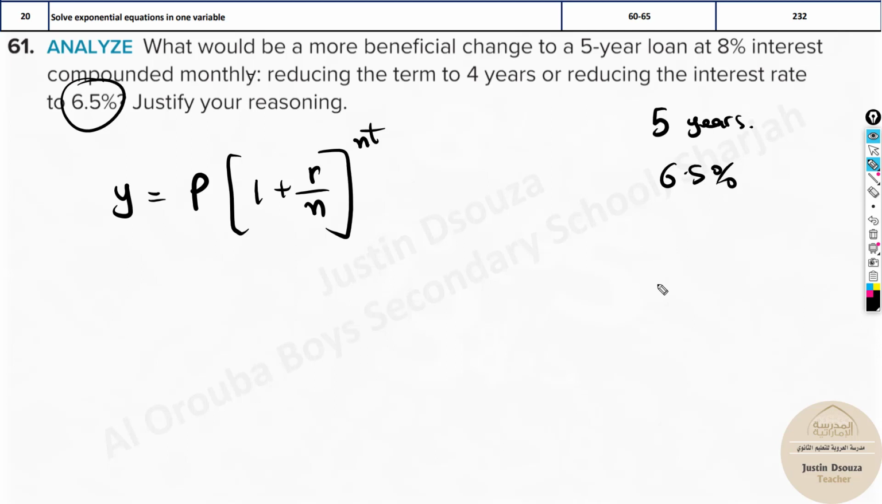But if you make it 8% interest, the term is only 4 years. So within 4 years, you will give back the money. So the interest is increased. As the years reduce, the interest increases. Now let's apply the formula in both the cases.